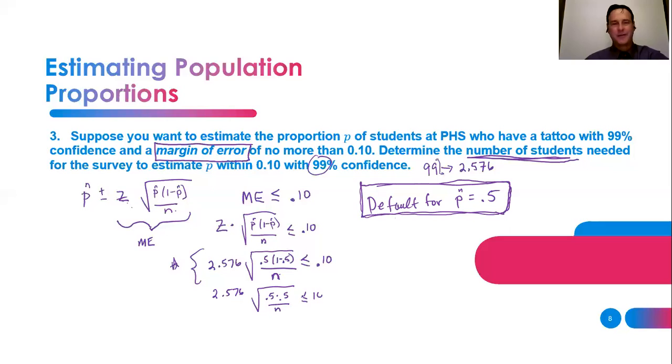And we're going to solve for n. So I can divide both sides by 2.576. Now notice, I'm going to call this 0.5 squared if you don't mind. I'm not going to divide this out. I'm just going to say 10 over 2.576. And then I can split these up if I want.